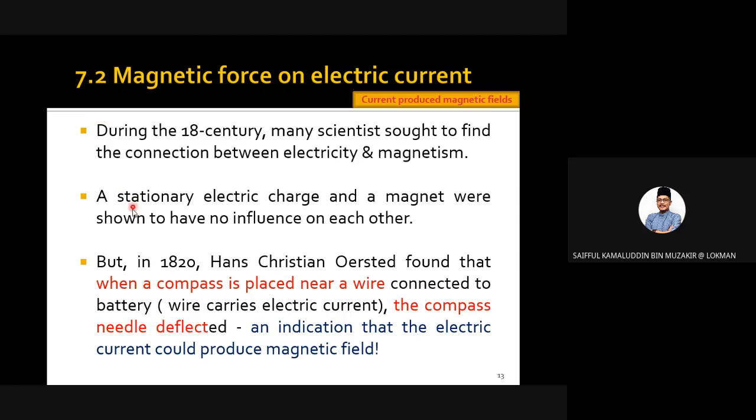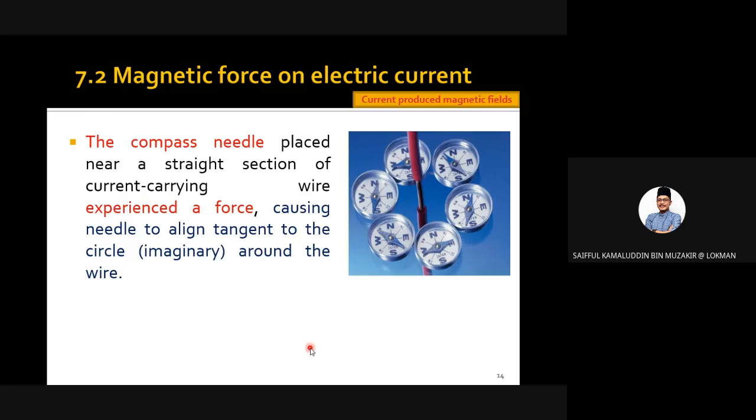Remember, stationary electrical charge doesn't have any influence on the magnet bar, but a moving electrical charge, meaning the electrical current, a wire which carries electrical current, moving charge, it will have some effect to the magnetic field. How the effect looks like? So, it's like this.